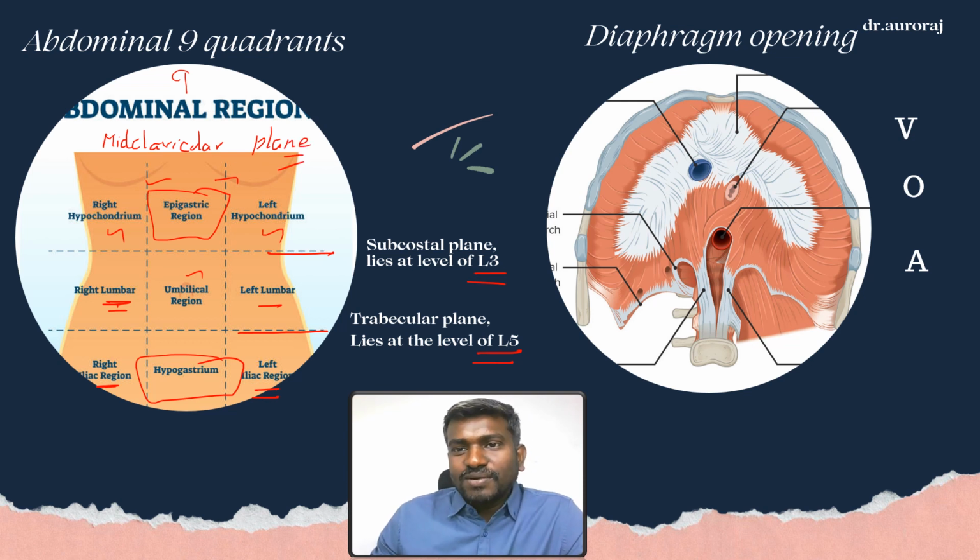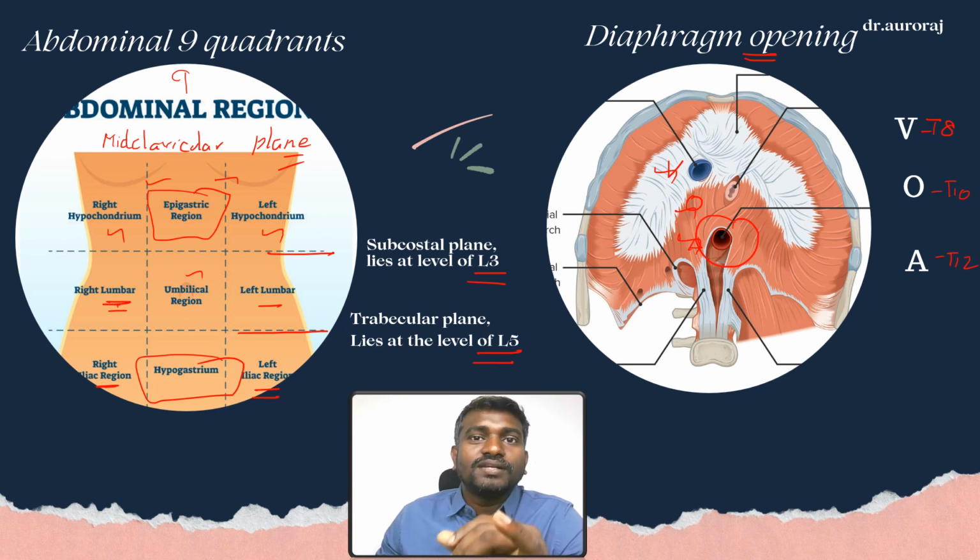Now, the diaphragm openings. Remember, this comes with a mnemonic VOA. V is for the vena cava, O for esophagus, and A for aorta. Remember, at the diaphragm, they are at the levels of T8. Vena cava at T8, esophagus at T10, and aorta at T12. Remember, the aortic opening has the aorta passing through it, the thoracic duct, and the azygous vein.